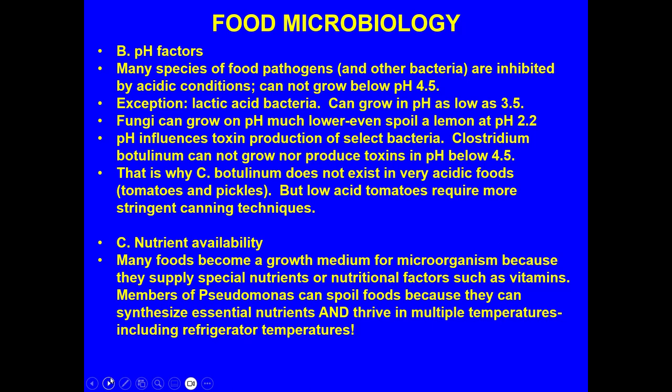Now, there's another factor that we talk about, and that's nutrient availability. Many of the foods become a growth medium for microorganisms because they supply special nutrients or nutritional factors such as vitamins. For example, members of the Pseudomonas group can spoil foods because they can synthesize essential nutrients and thrive in multiple temperatures.